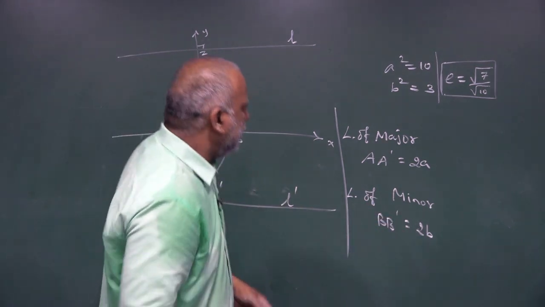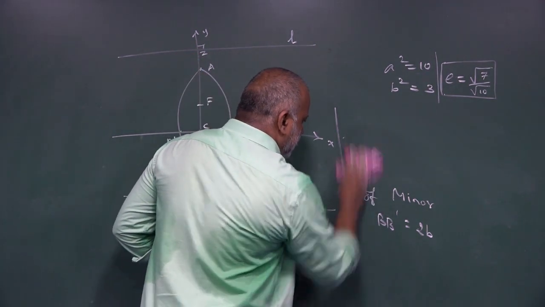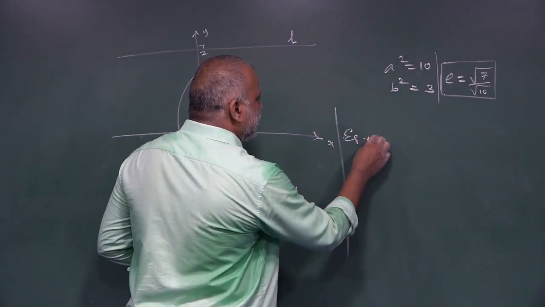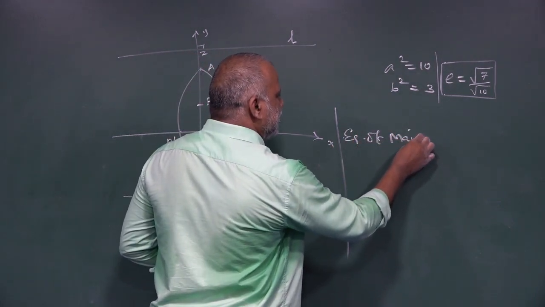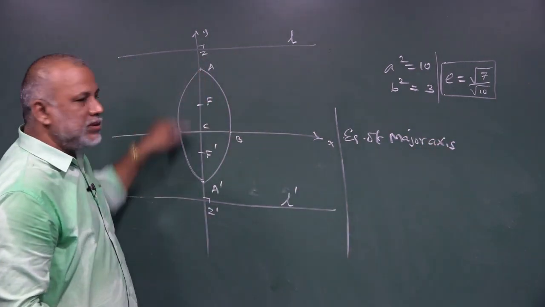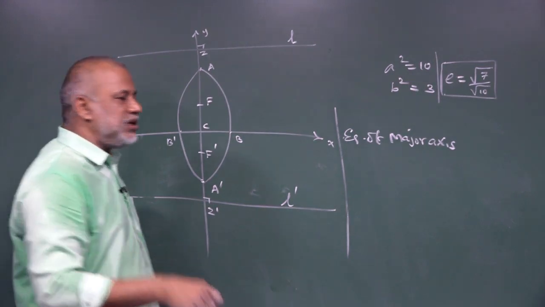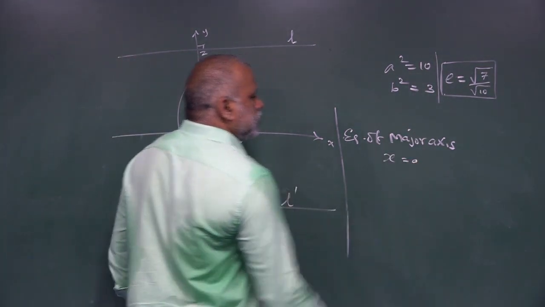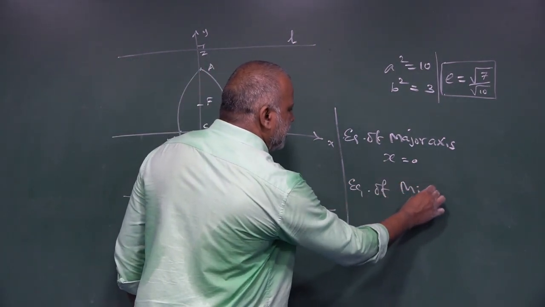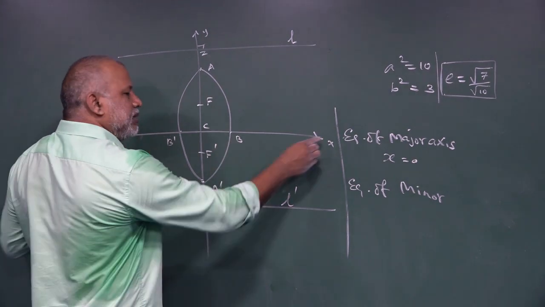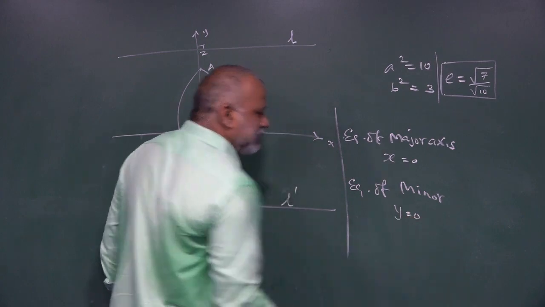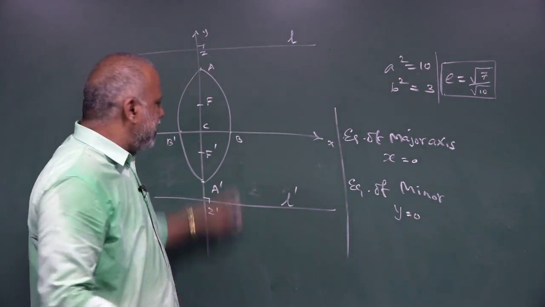Now see here, instead of length, I am going to work out the equation. Equation of major axis. See the word, equation of major axis. See here, which is the major axis? The y-axis is the major axis. Its equation is x equal to 0. Now the equation of minor. See the diagram. This is minor. It belongs to the x-axis. What is the equation of the x-axis? y equal to 0. So with the help of the diagram, you can justify all the results.